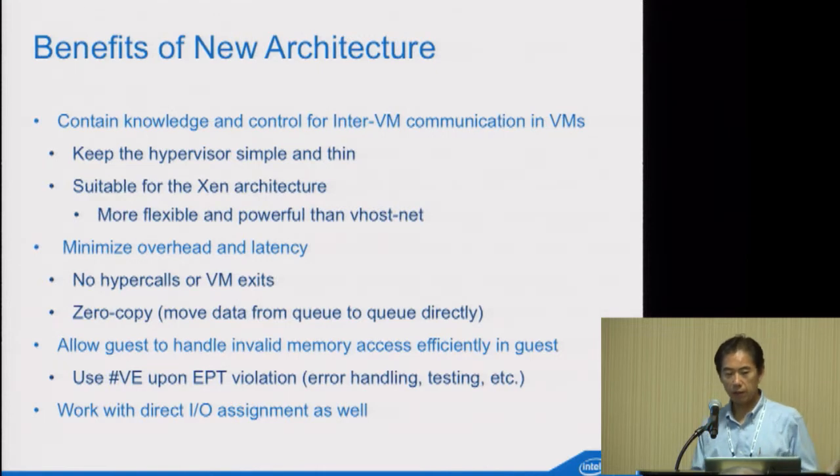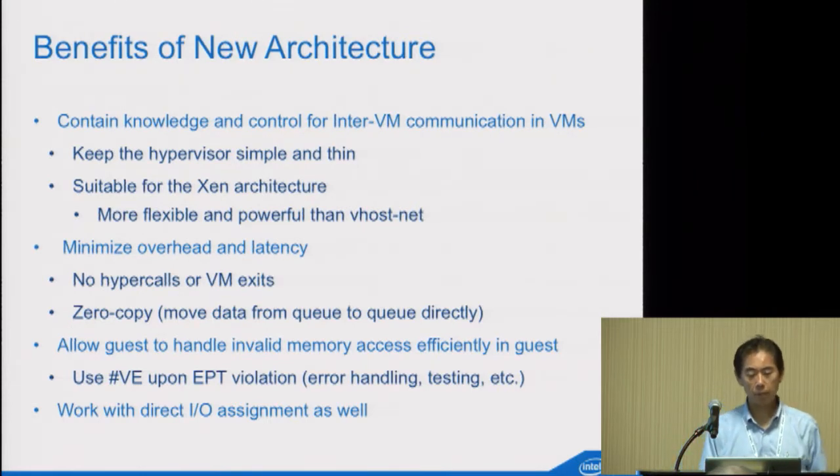Okay, so these are the benefits of the new architecture. In this architecture, we can contain the knowledge of the control for inter-VM communication in the VM side. By doing this, we can keep the hypervisor simple and thin. This is actually suitable for a hypervisor architecture like Xen. And I guess this is better than vHostNet.